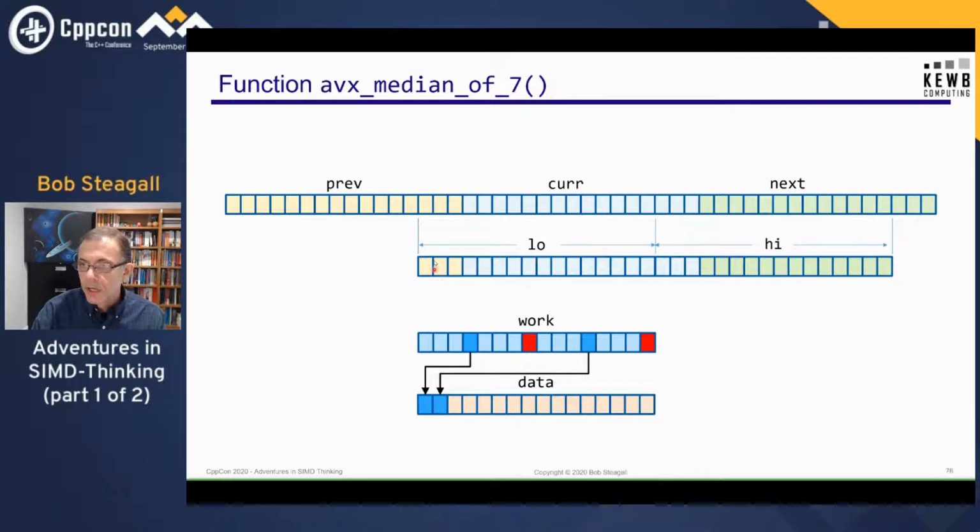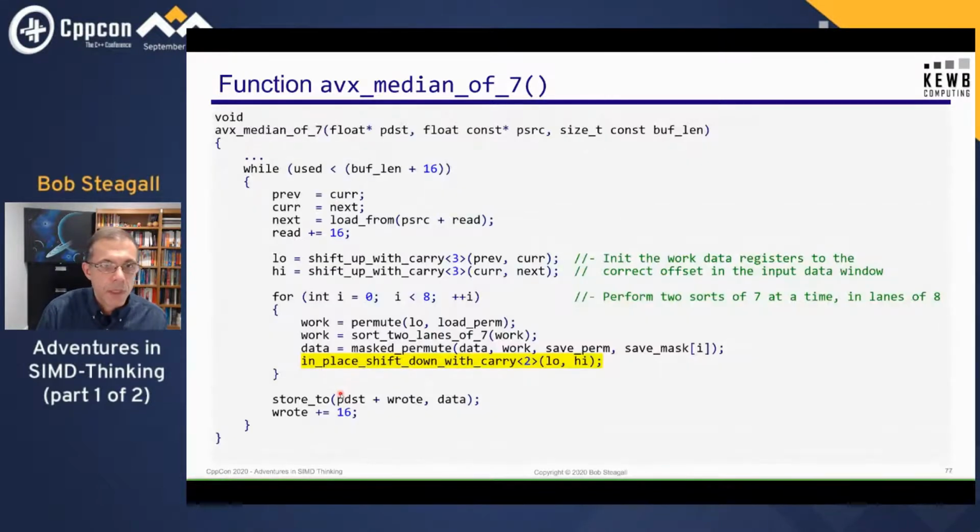So I've essentially taken a lane of 7 and a lane of 7, or the first 7 elements, the second 7 elements. I've sorted them in 2 lanes. I found the median for those 2 sets of 7, and I've put them in the first 2 locations of my accumulator. I go back, and this is where the shift down with carry is in place, because I want to preserve the values in low and high, but I need to shift them. And I didn't want to have to return a tuple, so I used references instead of returning by value.